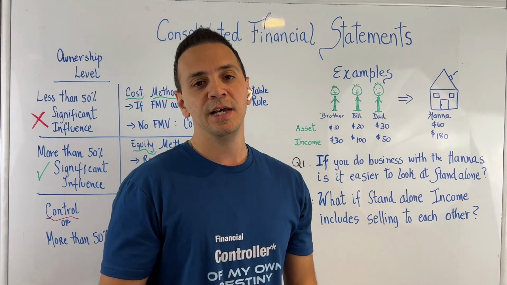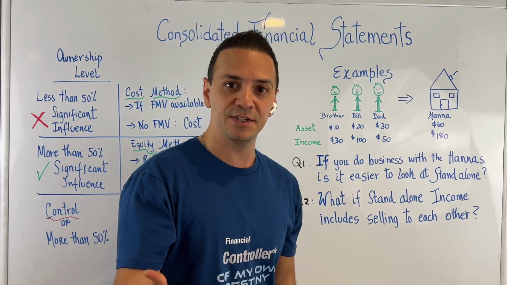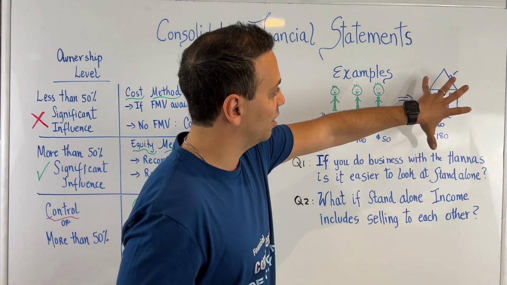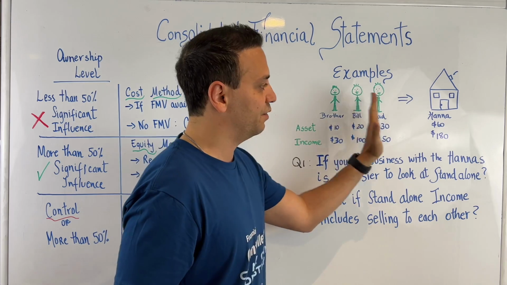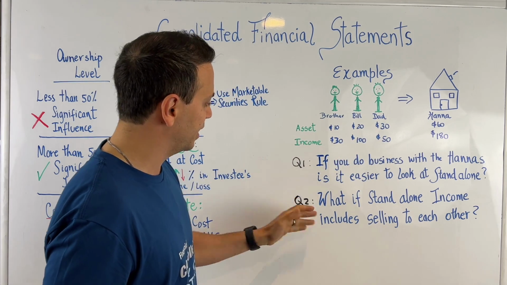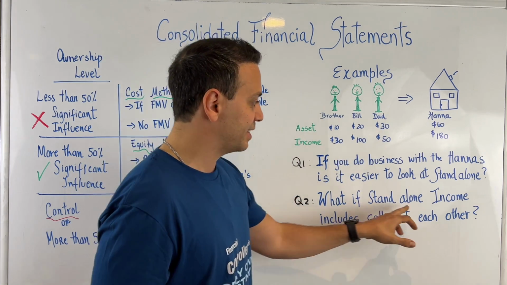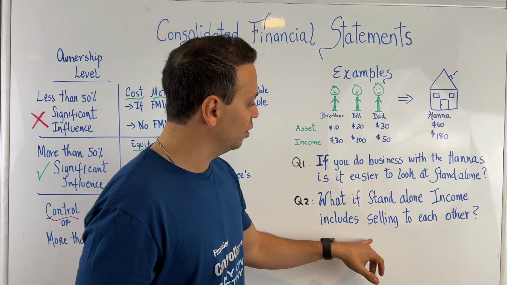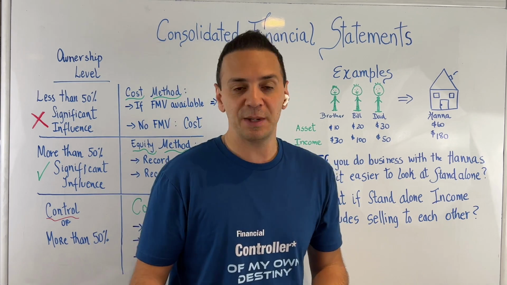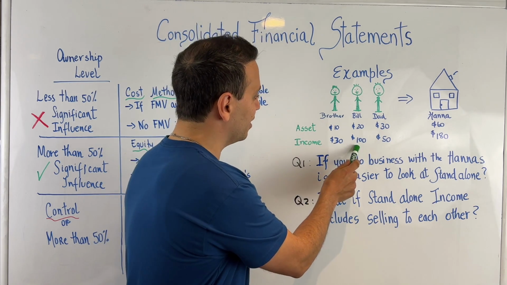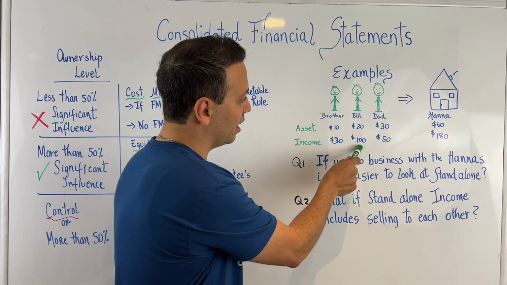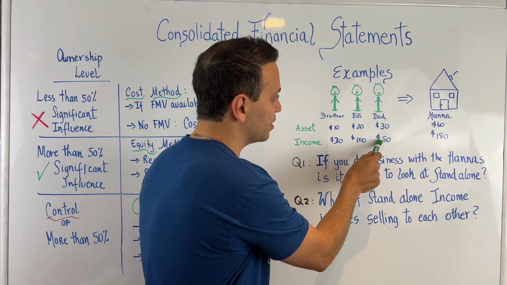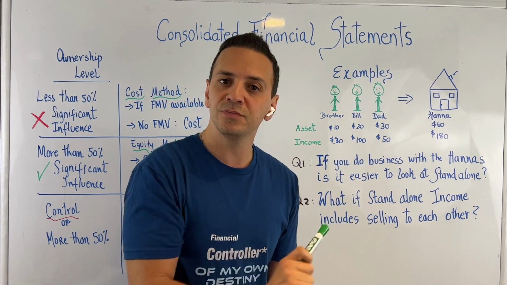And the answer is easy. It's easier for you to evaluate a business or a family in this case by looking at the combined results, right? That's going to be easier for you than looking at individual sets of financial statements. Then the second question is, what if the standalone income includes selling to each other? What that means is, what if the $100 income that I have here, Bill has $100 in income, what if the $100 includes $20 income from selling to my dad, right?